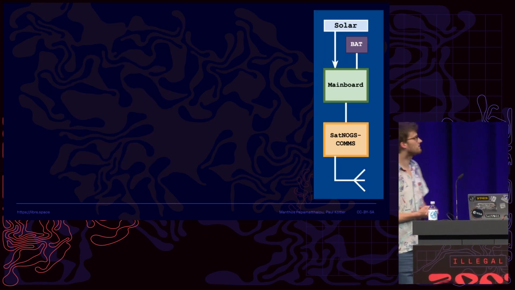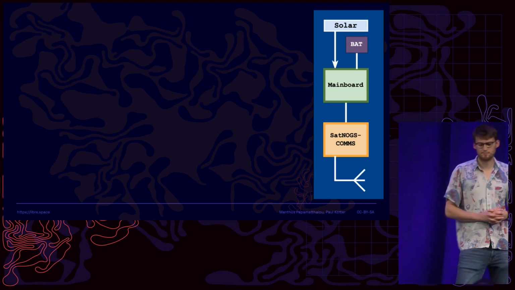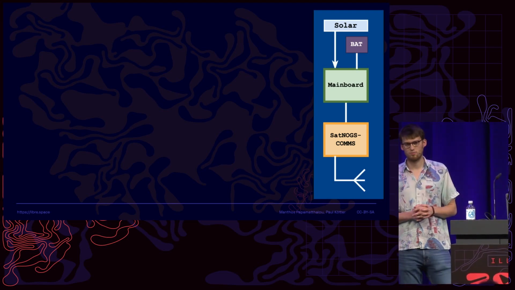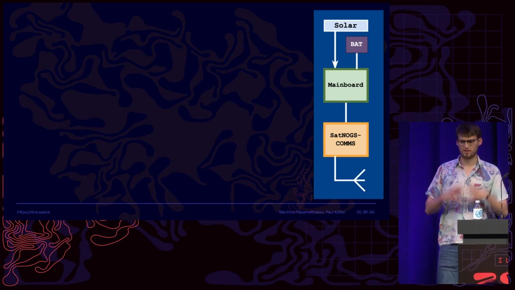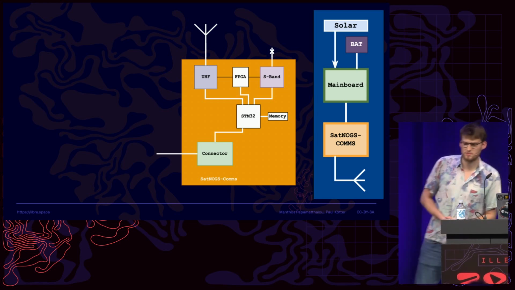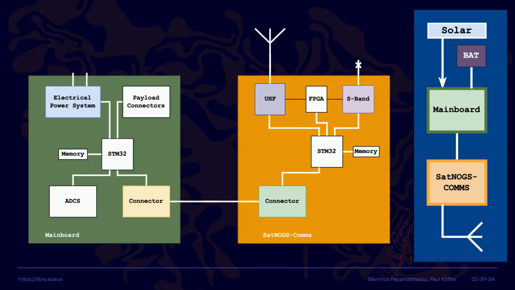Very simply, here on the right-hand side, at the bottom is the antenna of the satellite. Then we have a communication subsystem. The one we used is called SIDLOC comms, which is made to be very compatible with the SIDLOC network. And we have a main board that integrates a lot of the functionality, as well as the battery and, of course, the solar panels. This is a very simplified block diagram of the SIDLOC comms. It's STM32 based and has a UHF and an S-band front end, and an FPGA to help with all the math behind it. This is then connected to the main board.